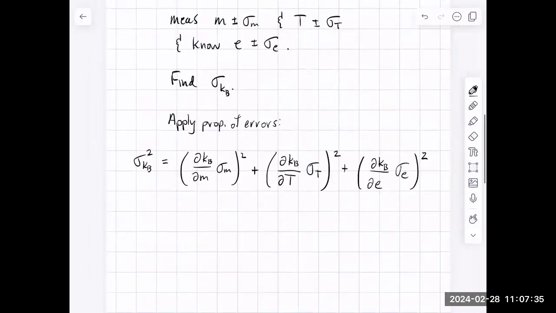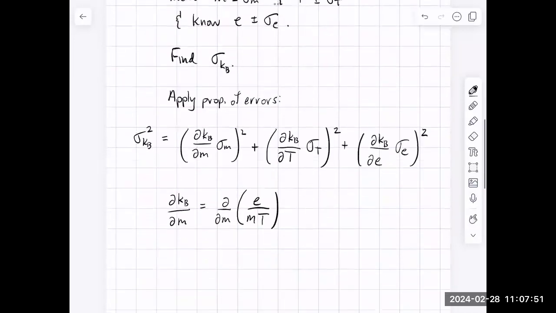So we can do dkB/dm, which is d by dm. And so let's see, Boltzmann's constant was the electron charge divided by the slope times temperature. I think, yeah. Okay, and so for this partial derivative, the charge and the temperature are assumed constant, and so we just have a derivative of 1 over the slope, and so that's minus 1 over the slope squared. So we have a 1 over the slope squared, and then the e and the T come along for the ride.